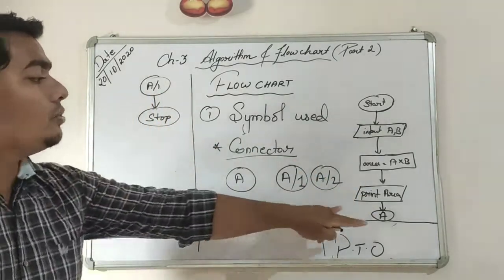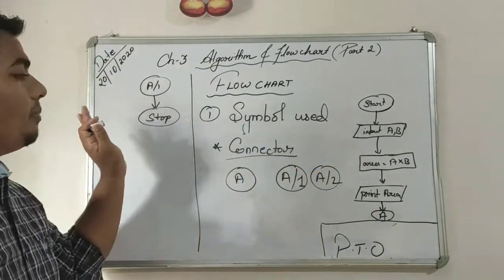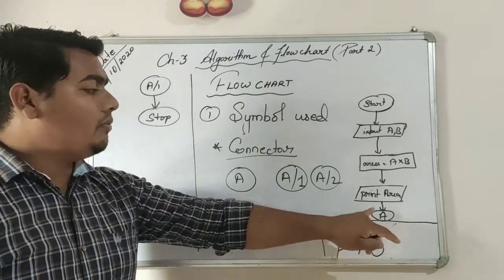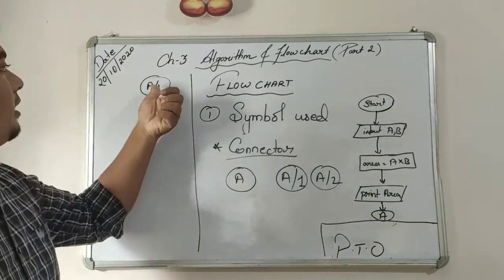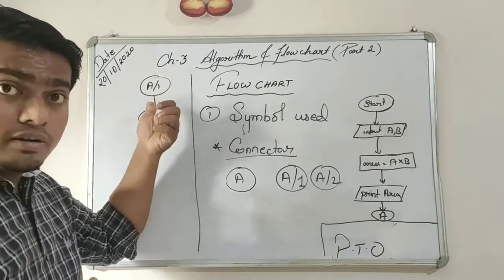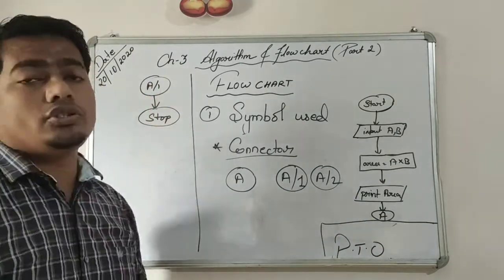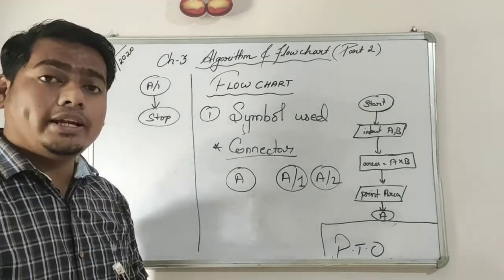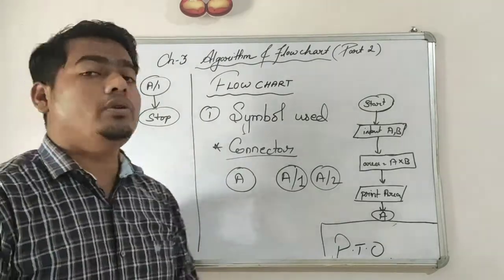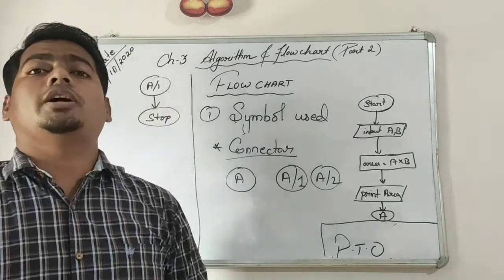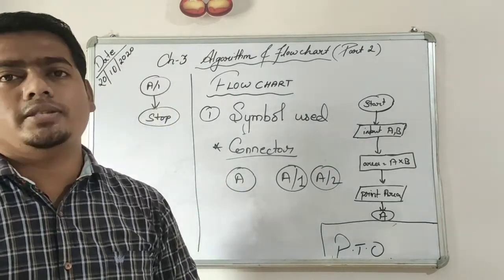Understood? How do we use a connector? For example, this is one page and this is another page. If it does not fit here, we can write A. When we write A, then A/1 means the first page is connected, and then we stop. Understood how to use connectors? Connectors are used to connect the same flowchart when it spans different pages.